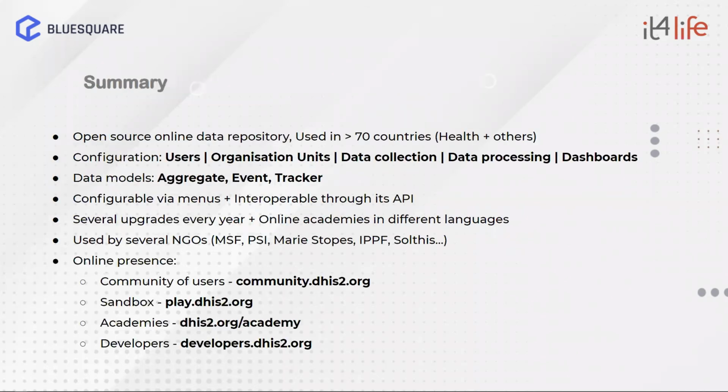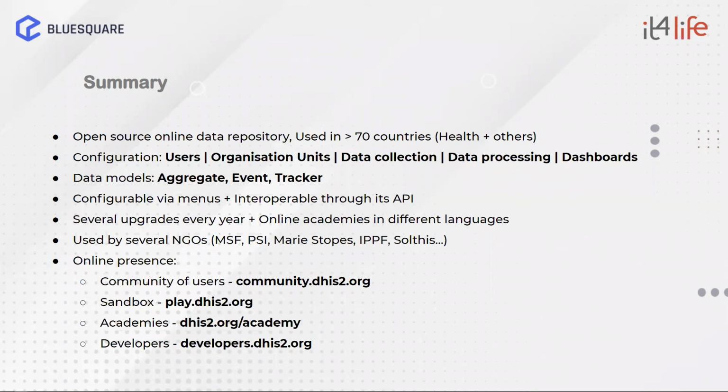So as a summary, DHIS2 is an open source online data repository. It's used in more than 70 countries, mainly in ministries of health and NGOs, but it's also used in other sectors, such as environment, education. For instance, I'm working in Conakry on a management of the waste in Conakry city.